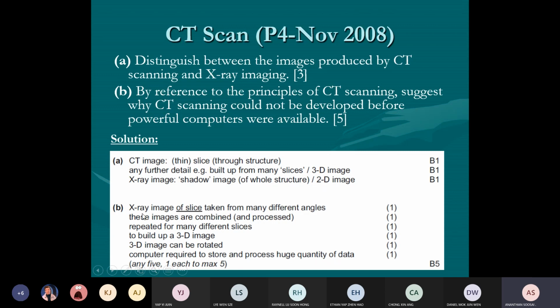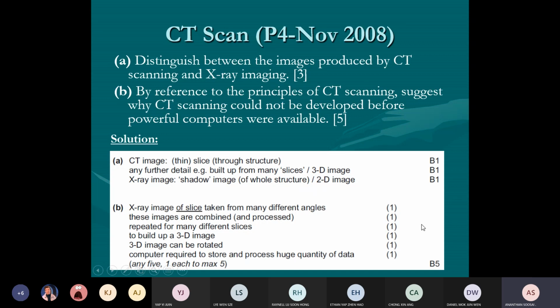X-ray images of a slice are taken from many different angles. These images are combined, repeated for many different slices, to build up a 3D image. The 3D image can be rotated. A computer is required to store and process the huge quantity of data. That's why this technique is only available from the mid 20th century, 1950s, 1960s, when we got the CT scan.